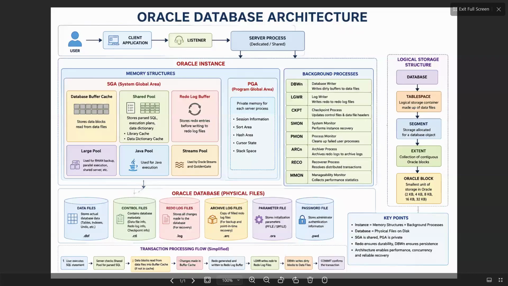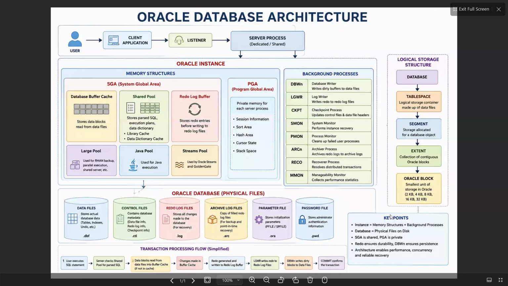This was already explained in the last video. The user executes the SQL statement. The server checks the shared pool for the parsed SQL, then data blocks are read from the data files into the buffer cache. If it's not available, hard parsing happens. Then changes are made in the buffer cache, and redo is generated and written into the log buffer. Any DML operations, those changes will be here. Then the log writer writes redo to the redo log files. The DB writer writes data blocks to the data files. Then the transaction is committed. This is the transaction flow of our statements.